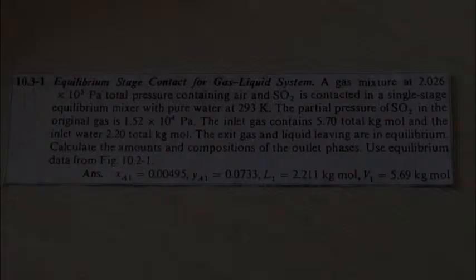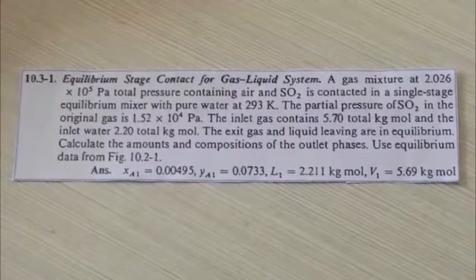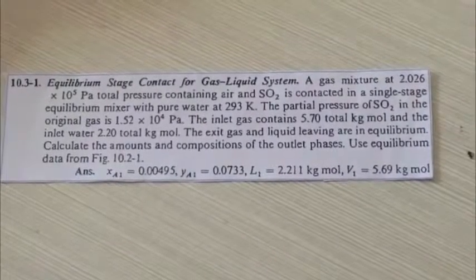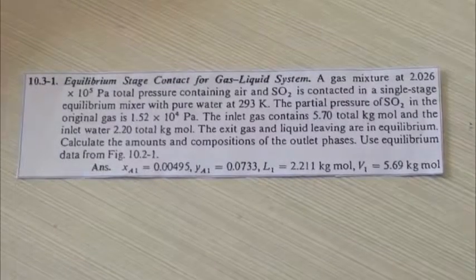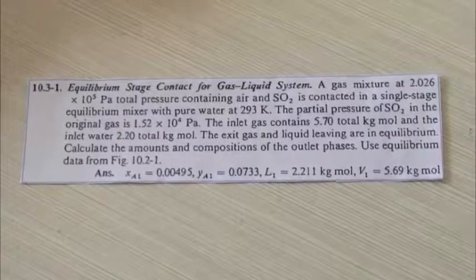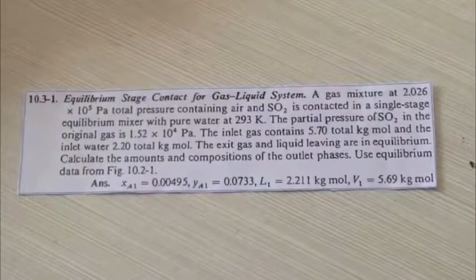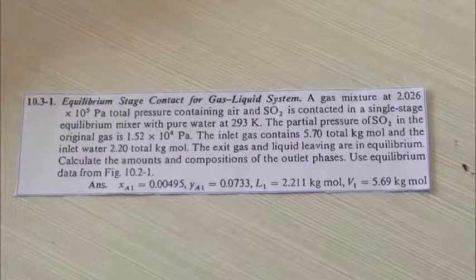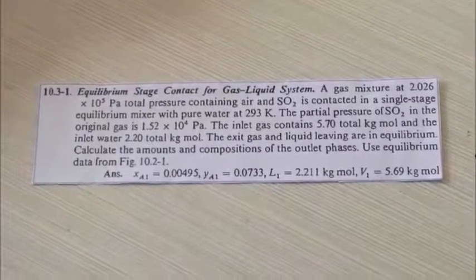Our second problem comes from the unit operations book of Jean Coplis. The problem says, a gas mixture at 2.026 times 10 to the 5th Pascal total pressure containing air and SO2 is contacted in a single-stage equilibrium mixture with pure water at 293 Kelvin. The partial pressure of SO2 in the original gas is 1.52 times 10 to the 4th Pascal.